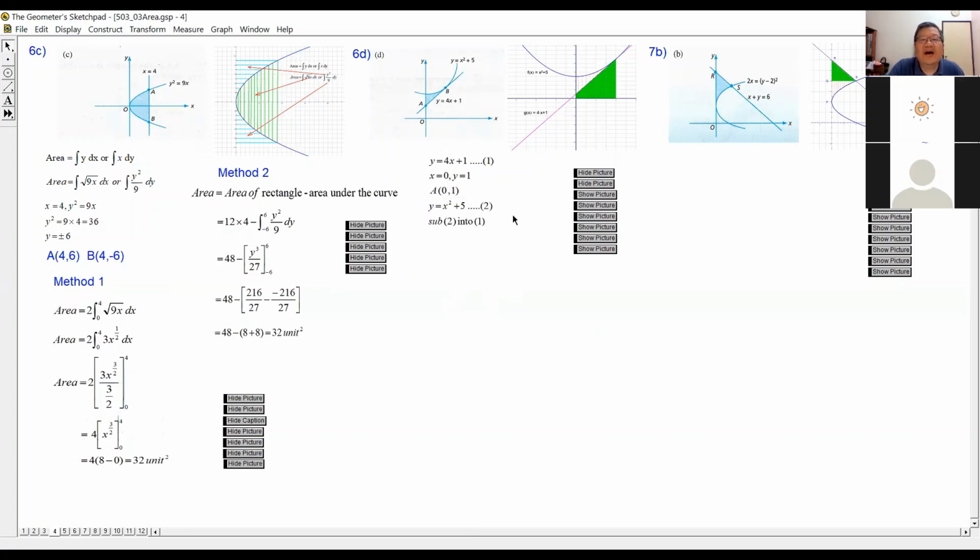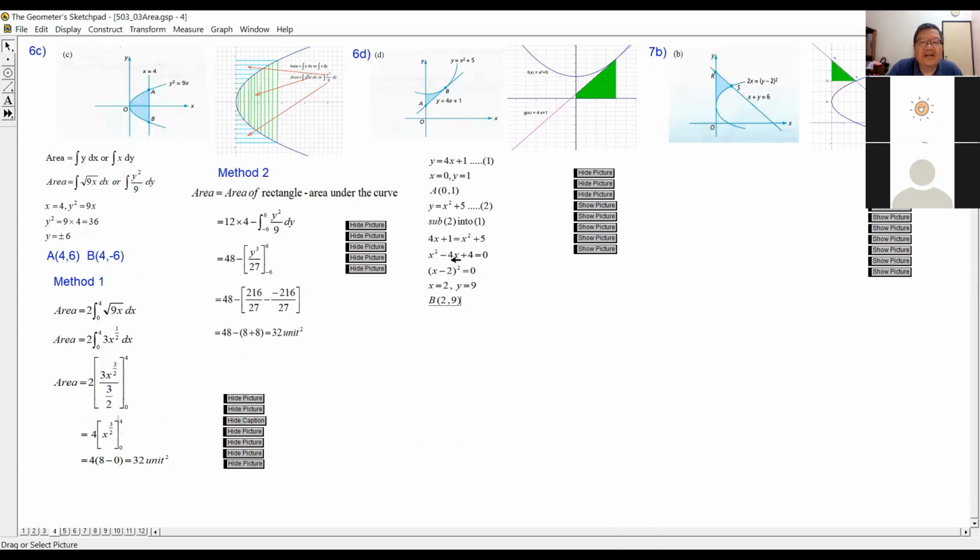Then we carry on, we want to find the coordinates of B. So you substitute equation 2 into equation 1. So when you substitute, you will get 4x plus 1 equals x squared plus 5. These are the two equations, the equation of the straight line and the equation of the curve. You join them together, and you solve for the value of x. You have a quadratic equation.